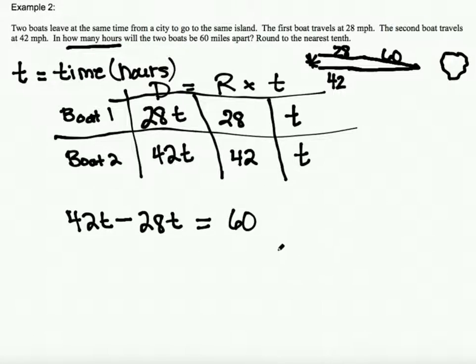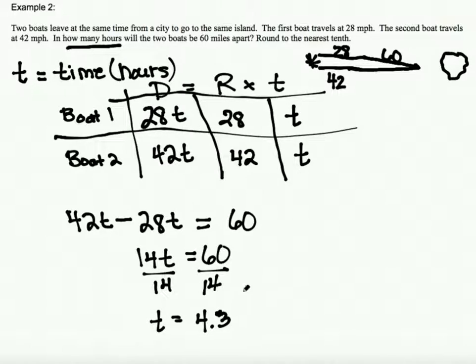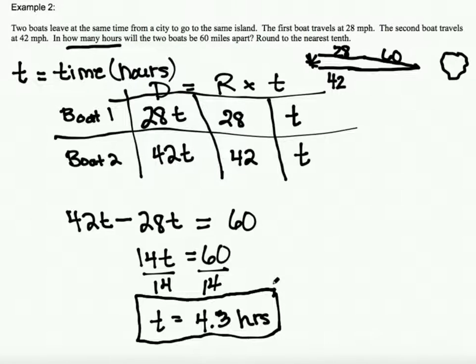Okay, now I have my linear equation set up. So I'm going to go ahead and solve. 42t minus 28t is giving me 14t equals 60. Divide both sides by 14, and I get t is equal to approximately 4.3, and then we're talking about time. The units are hours. So it'll be about 4.3 hours. Whoop, sorry about that. Let's undo that. There we go. 4.3 hours for these two boats to travel and become 60 miles apart from each other.